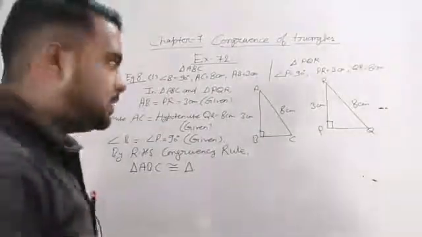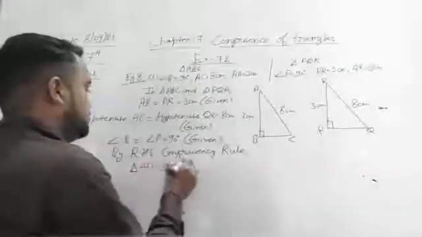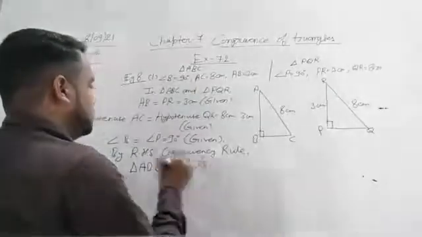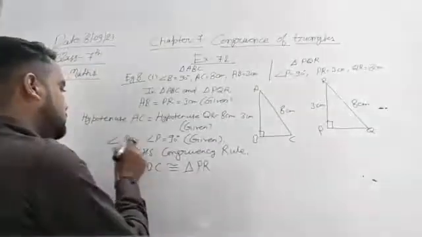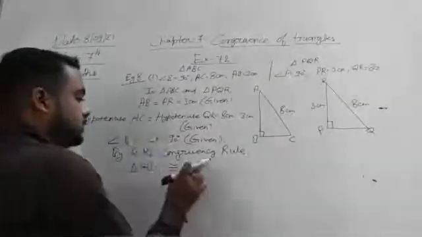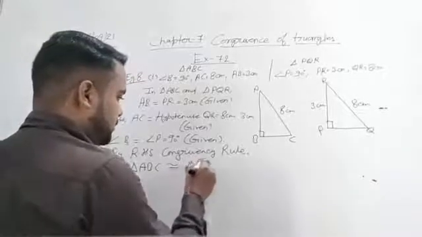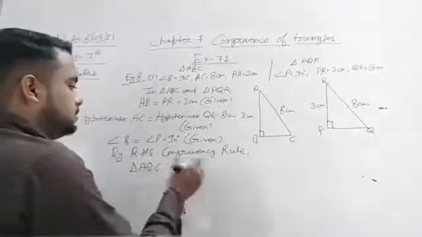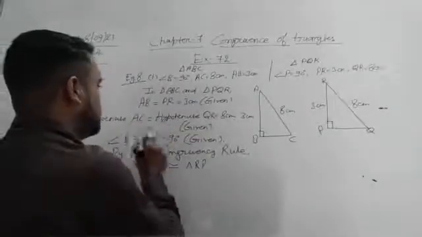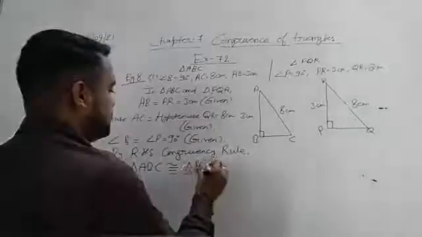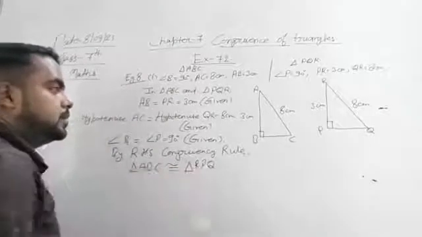Write down the corresponding parts. AB equals to PR. B should be equal to P, so it is not written in the correct manner. So RP. Now it is correct. B is equal to P, and the hypotenuse AC is equal to QR. So triangle ABC is congruent to triangle RPQ.